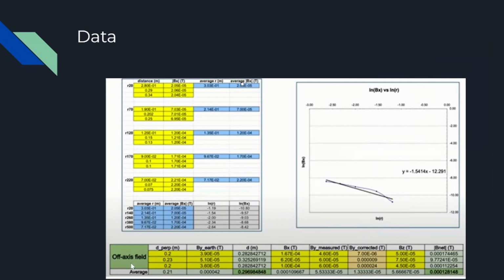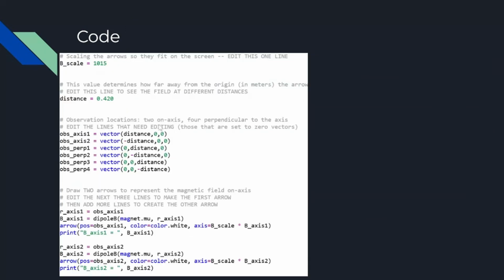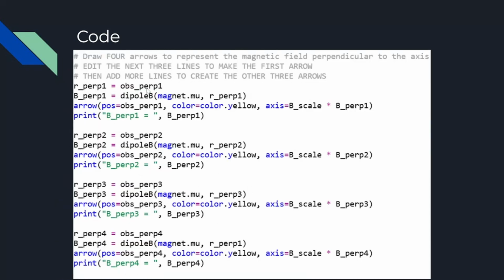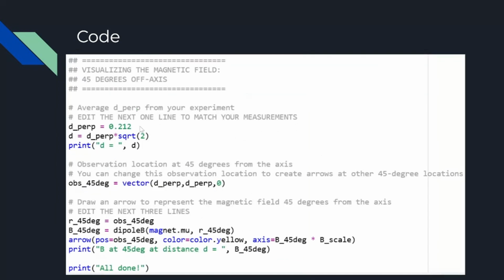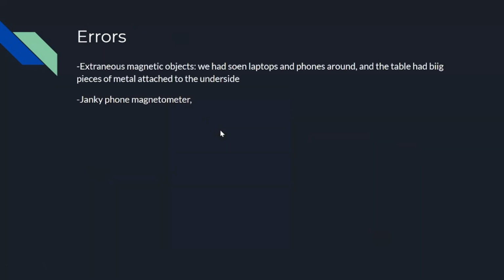So here's our data. You have the off-axis field and the on-axis field, and this is it plotted. So here's the code. You have the magnitude. This is for the dipole. Then we have the scaling and the code that creates the arrows, creating more of the arrows, and creating the 45-degree angle. And that creates this. You have the values here, the output, the various arrows, and the 45-degree arrow.